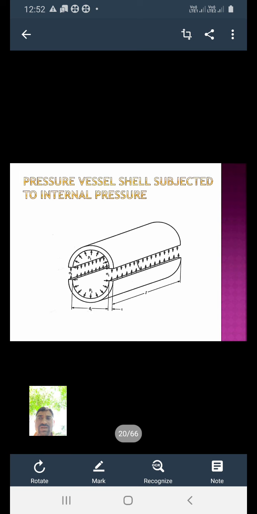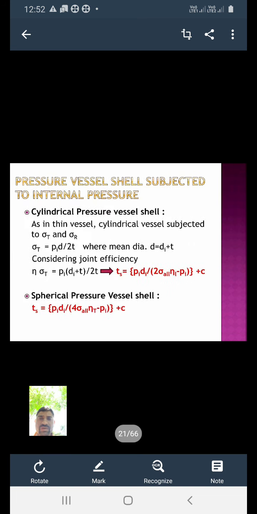This is the second part, pressure vessel shell under the combined loading. D is the mean diameter of the cylindrical vessel shell, also given in mm. How to calculate this mean diameter? We will calculate with the help of Di plus T, internal diameter plus thickness of the cylinder. With the help of this formula we can calculate the mean diameter of the cylindrical vessel.